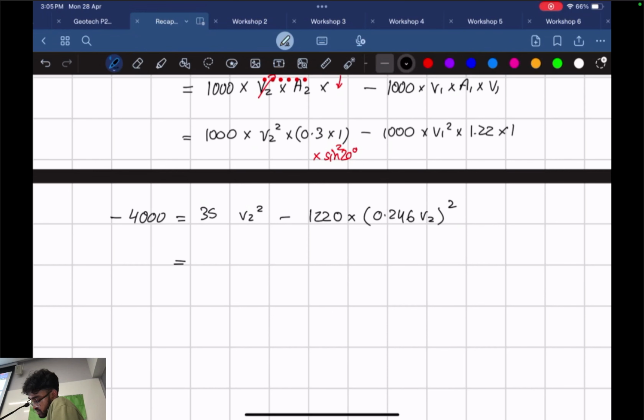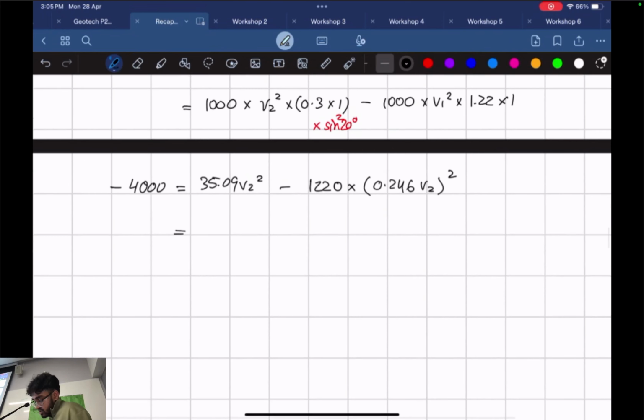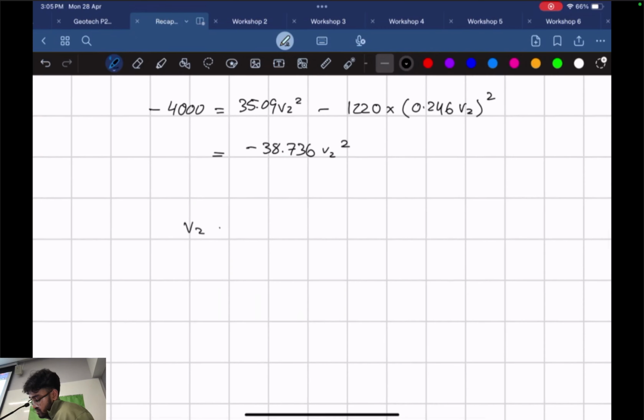I wish I did this question last night. Right, so 35.09 minus 1220 times 0.246 all squared, minus 38.736 V2 squared. Now we can just solve for V2. You get 10.17.